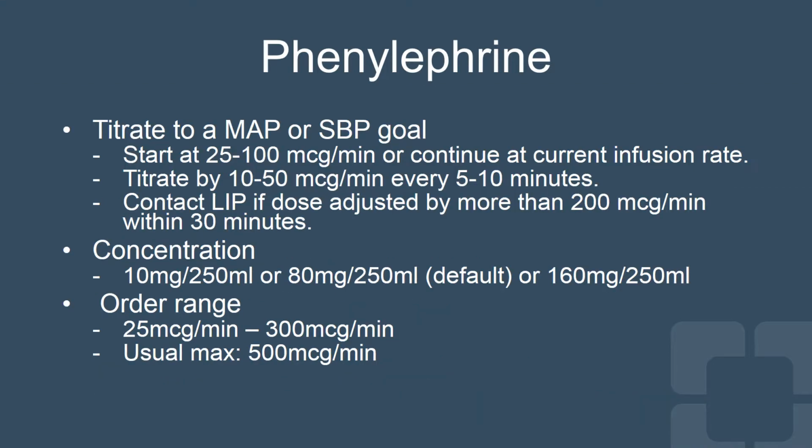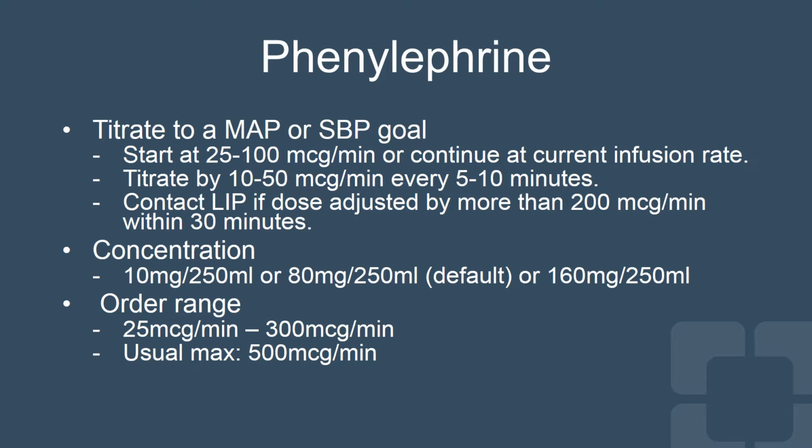As you see this order come through, again, titrating to that MAP or systolic blood pressure goal. The doses here that we see are much higher. So we're going to start at 25 to 100 mics per minute, and then we're going to titrate by 10 to 50 mics per minute. Now, this is every 5 to 10 minutes comparatively to the norepinephrine and epinephrine at 1 to 2 minutes. So then again, contacting the physician if it is adjusted by more than 200 mics per minute in 30 minutes.